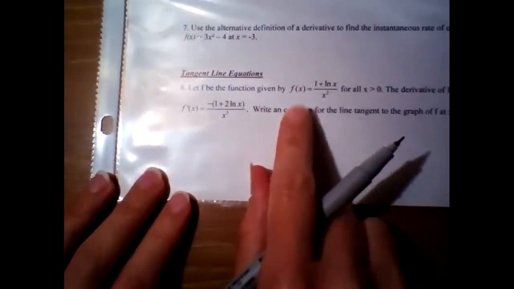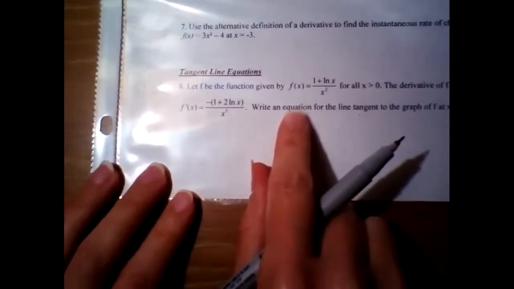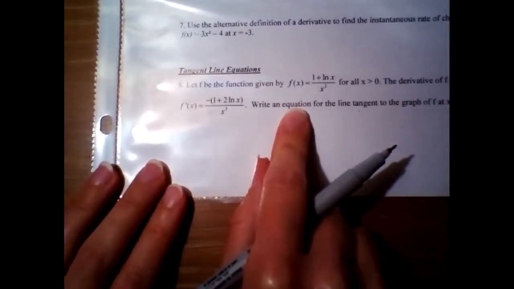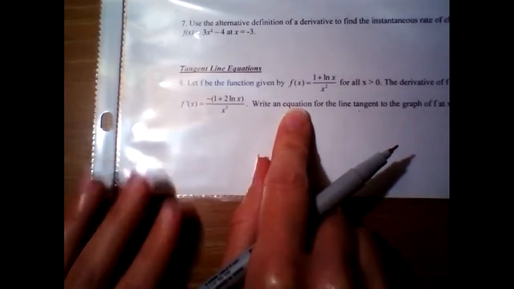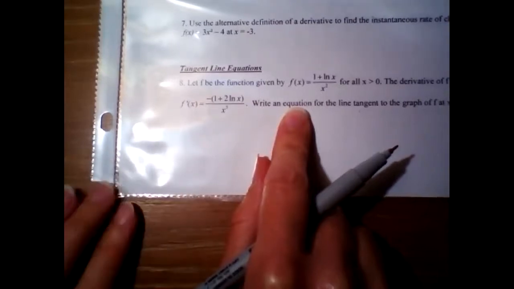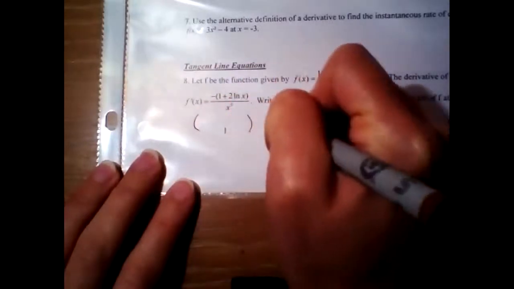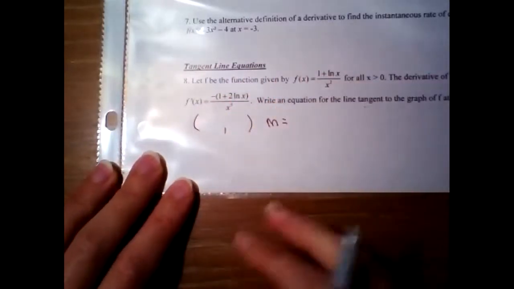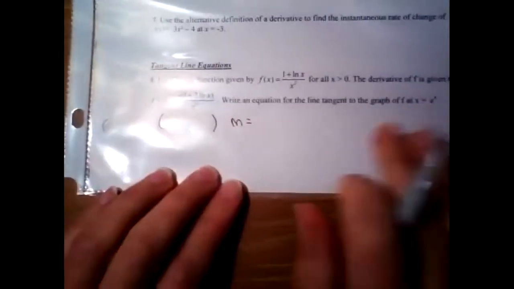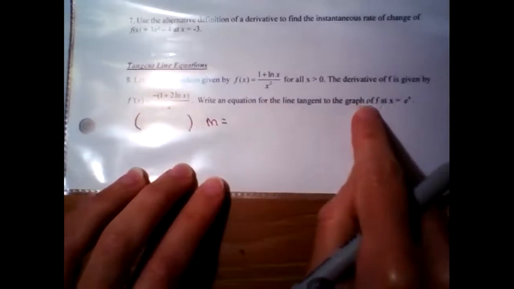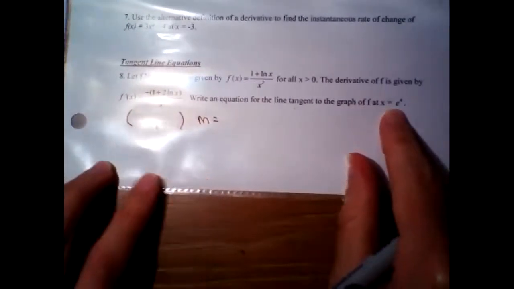Okay, so guys, what 2 things do I need to write an equation? Perfect, good. Point and slope. So I need a point and I need a slope. And they're going to need to tell me where to write the equation, where my point of tangency is. So it says at e to the 4th.